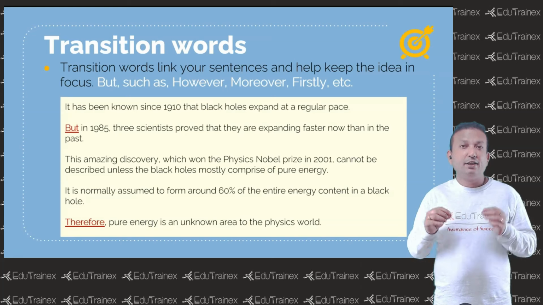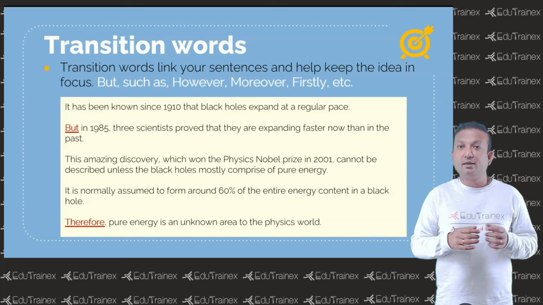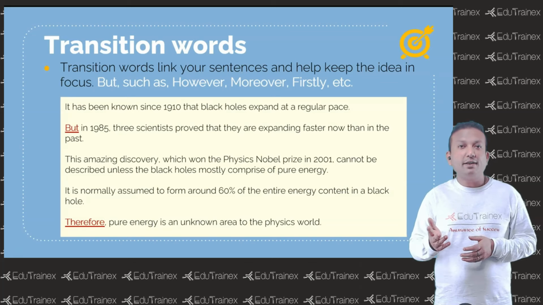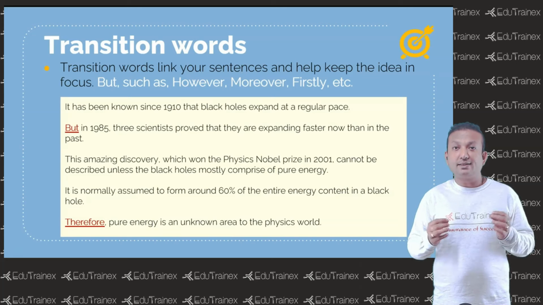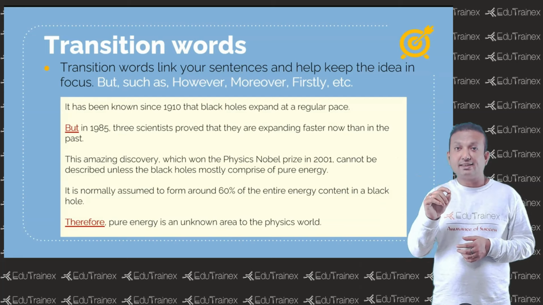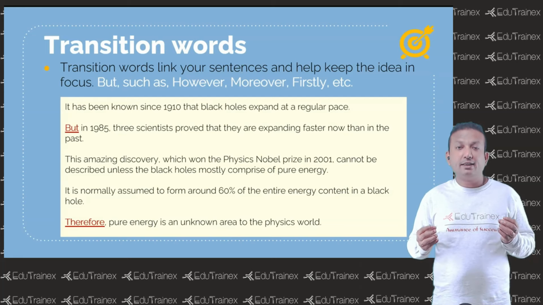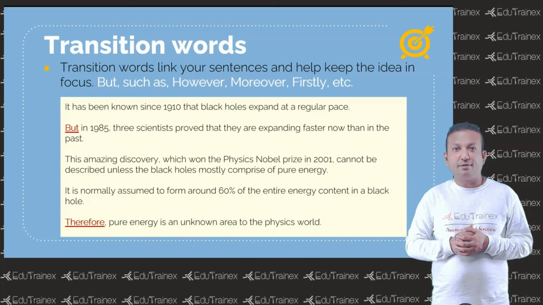In this case, if you read and understand the meaning of the sentences, the first one is saying that the black holes expand at a regular pace, but the second one is saying that they are expanding faster. So clearly contrasting the first one. So it will be our second sentence. And this was newly found by the scientists. Look at the third sentence, which again has a pronoun this, as it talks about this amazing discovery. What amazing discovery? It is referring to the new proof that the scientists found in 1985.